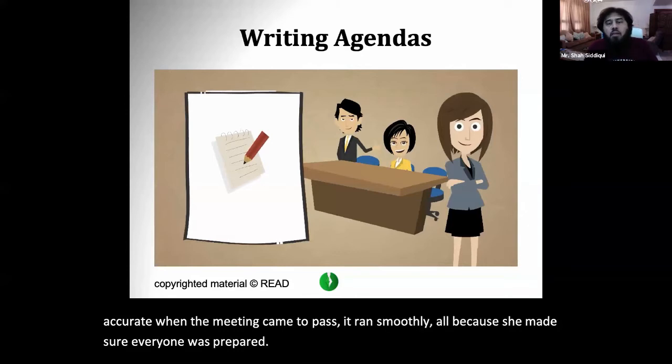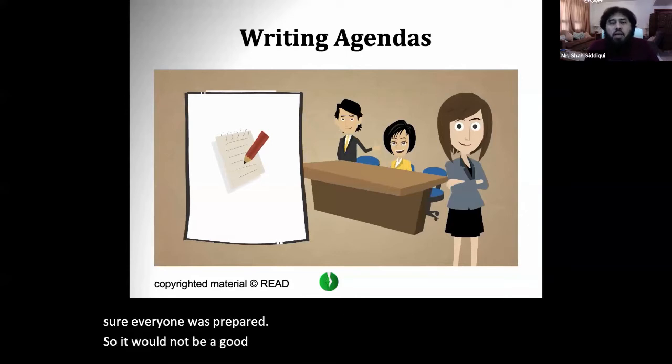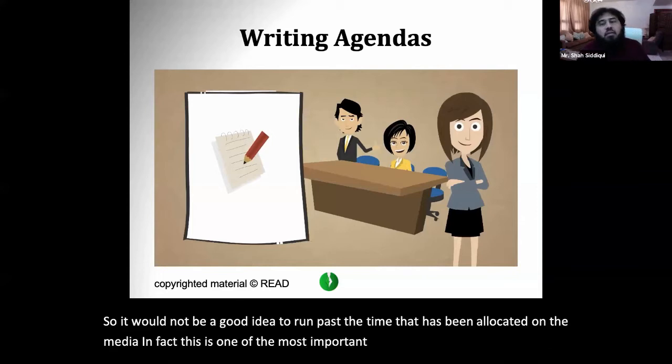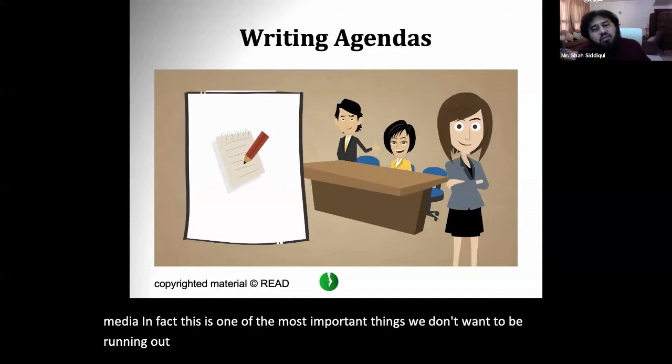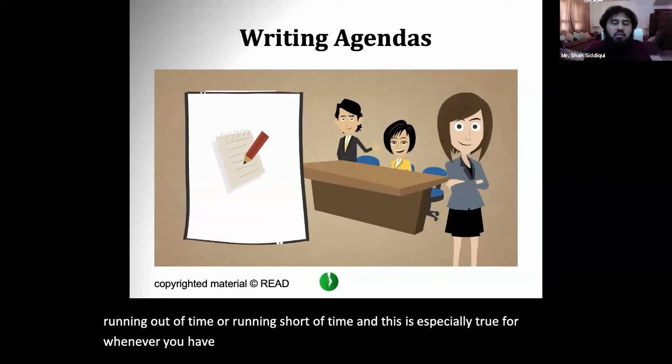So it would not be a good idea to run past the time that has been allocated on the meeting. In fact, this is one of the most important things, for you don't want to be running out of time or running short of time. And this is especially true for whenever you have web meetings, because there are time slots allocated. So that's about it on agenda.